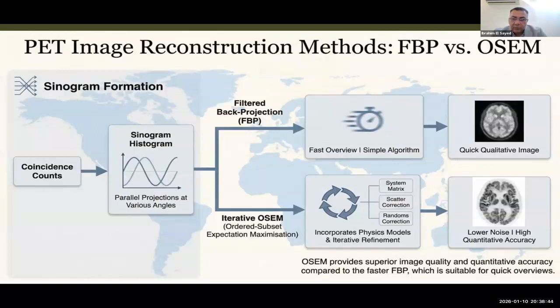OSEM, which is ordered subset expectation maximization, is the iterative reconstruction technique. It reconstructs the image step by step, repeatedly refining it while incorporating the real physics of PET, such as detector response, scatter correction, random correction, and other corrections. So we can incorporate these corrections inside the reconstruction, like we see here in this figure, and the image will be created free from all these unwanted events. Nowadays computers are very fast, so there is no problem with this technique.